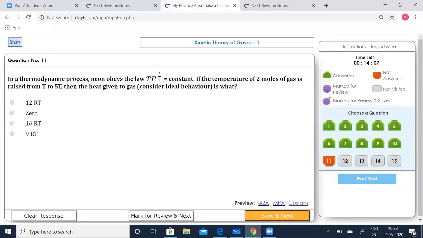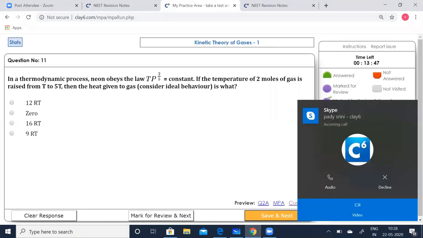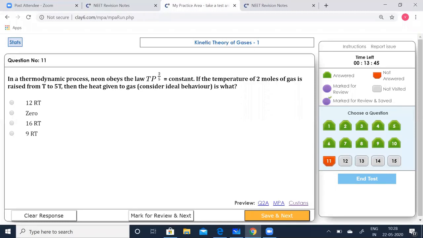In a thermodynamic process, neon obeys the law T to the power of 2/5 is equal to a constant. If the temperature of 2 moles of gas is raised from T to 5T, then what is the heat given to the gas? Let us consider that its behavior is ideal.